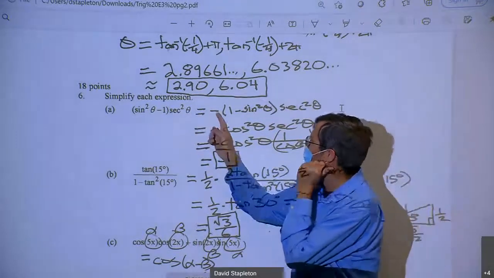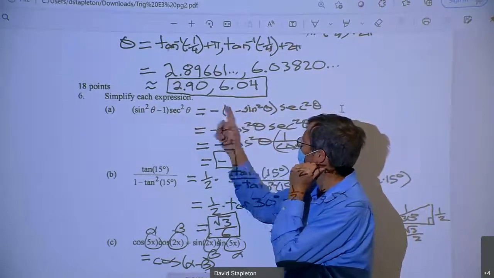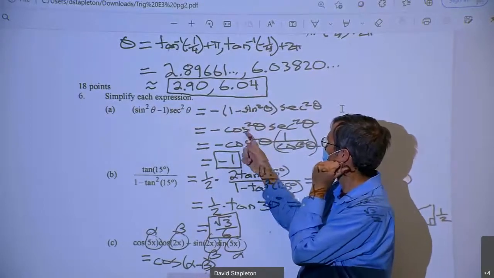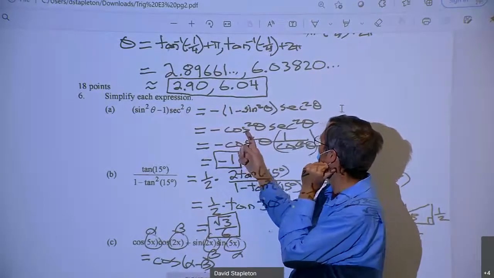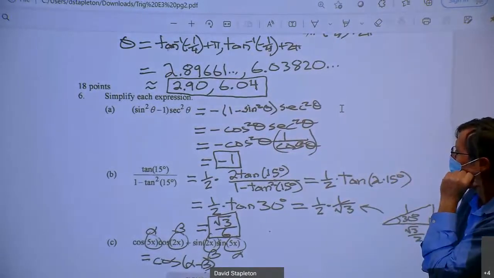So I write this as negative of 1 minus sine squared. So this is minus 1, is that one. Minus is plus sine squared. It's the same thing. And 1 minus sine squared can then be replaced with cosine squared, right? So minus cosine squared times what's left, secant squared, simplifies it a little, right? I got rid of that 1.